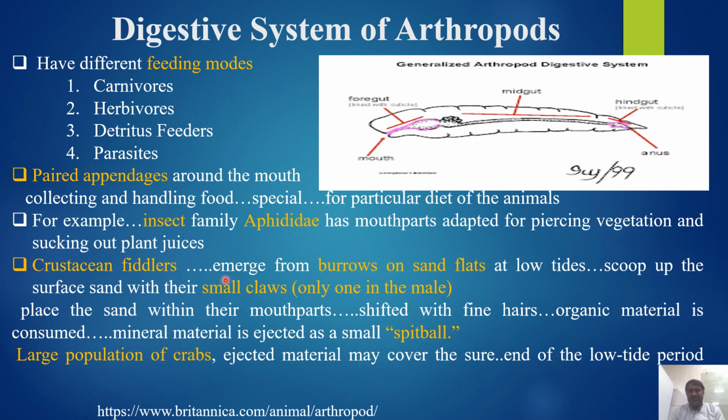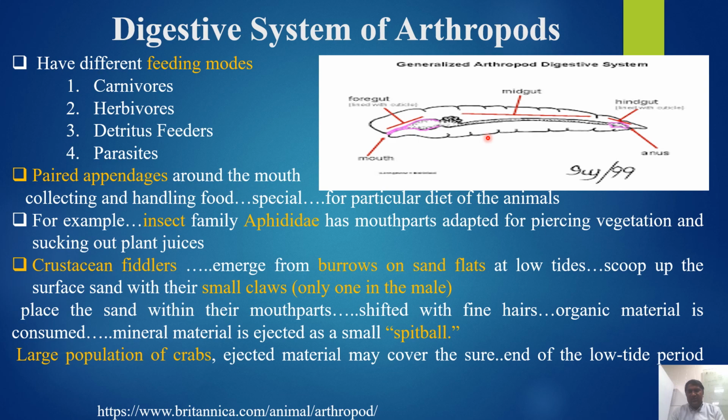Crustacean fiddler crabs emerge from the burrows in the sand flats at low tide and scoop up the surface sand with their small claws, only one in the male. They place the sand within their mouth parts and sift it with fine hairs. Organic material is consumed and mineral material is ejected as a small spitball. So a large population of crabs ejecting this material may cover the shore.